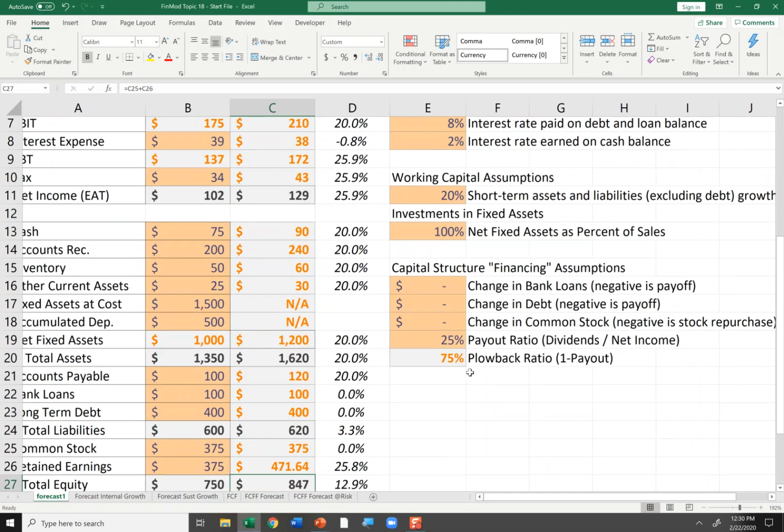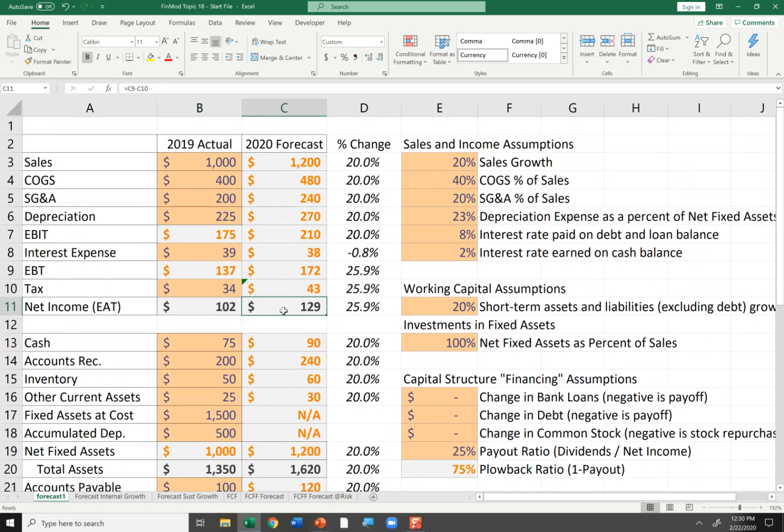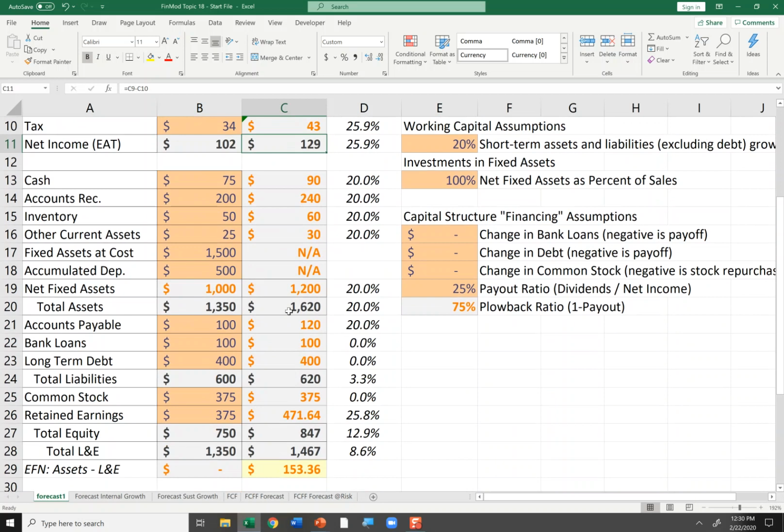When I look at my total income statement, I now have a first pass net income of 129 based on that 20% sales growth. I have total assets of 1620, and I have liabilities and equity of 1467. Now you can think of the balance sheet this way. The assets are the value of the things that you've purchased. Liabilities and equity is how they're financed, and some of it's financed by no-interest loans through accounts payable, getting bank loans, long-term debt, issuing common stock, and then using prior years' earnings. So all of these are financing these assets.